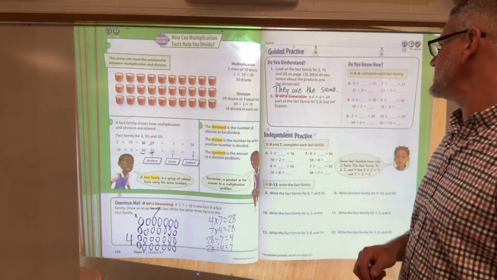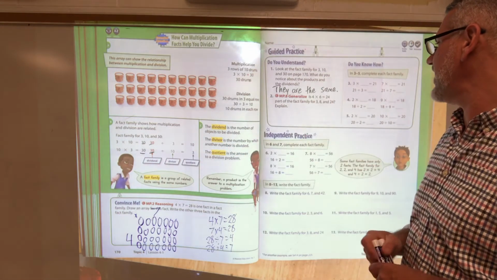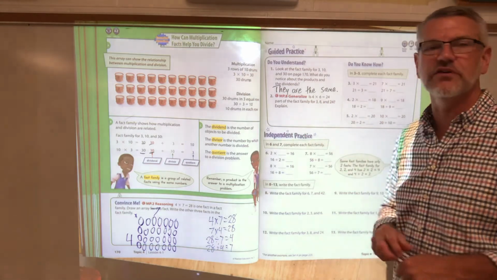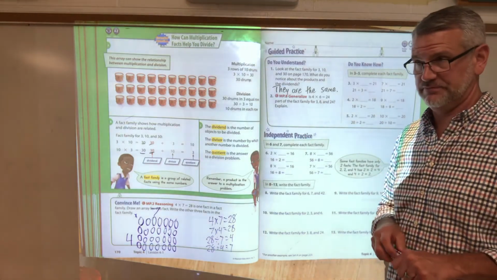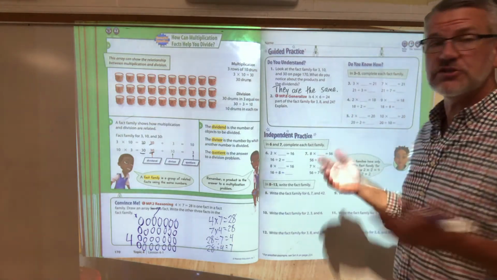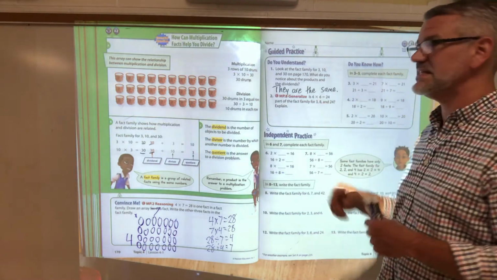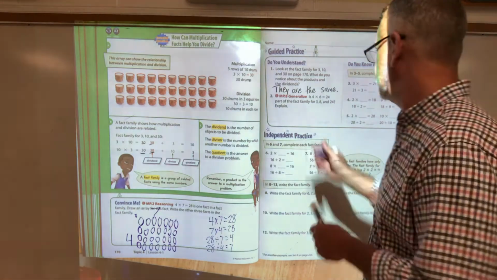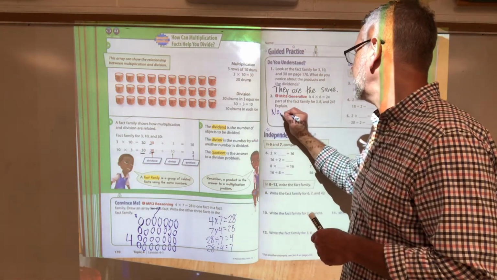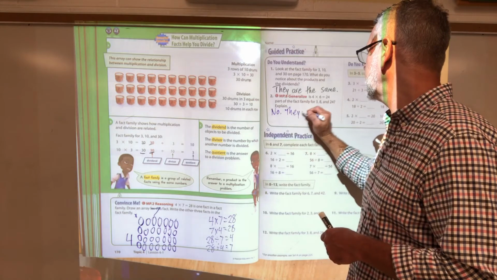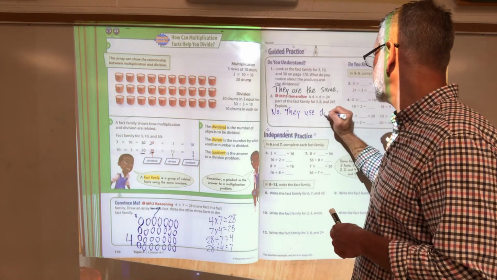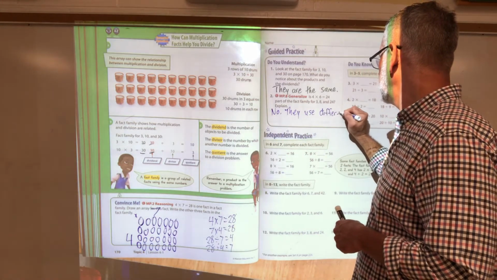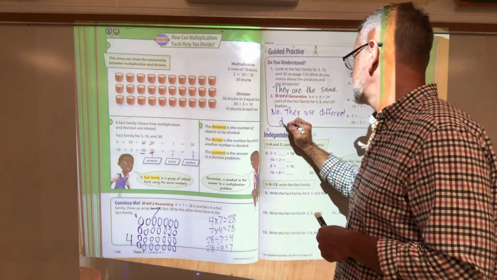Is 4 times 6 equal 24 part of the fact family for 3, 8, and 24? Explain. 3 times 8 is 24. And 4 times 6 is 24. But are they in the same fact family? No. Why are they not in the same fact family? They use different digits.